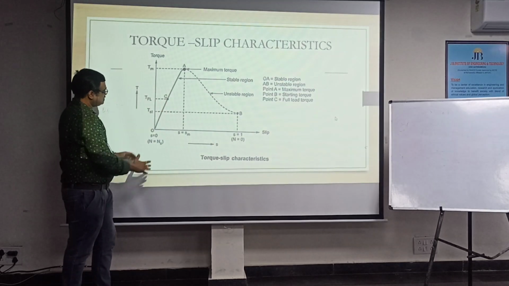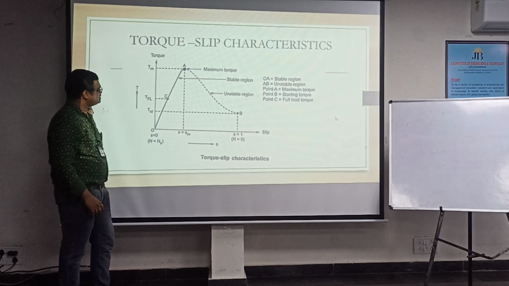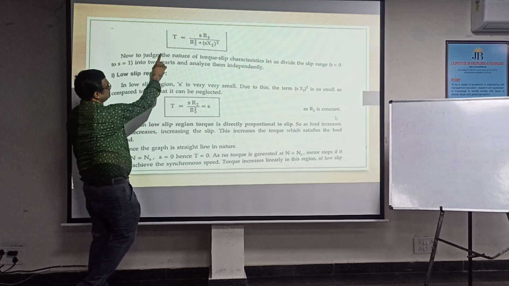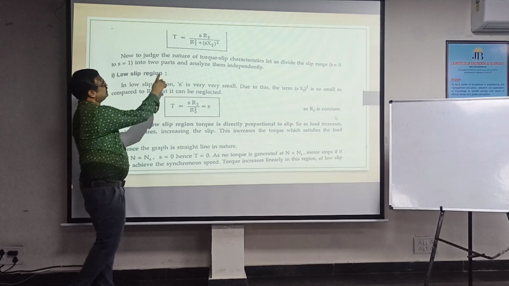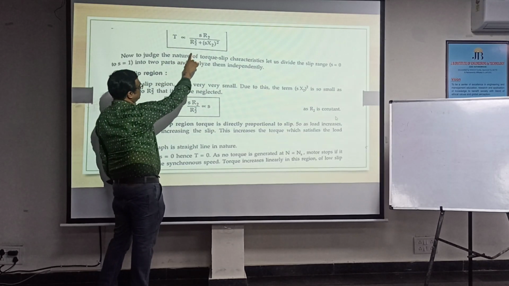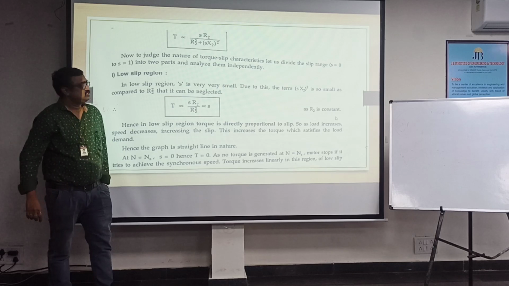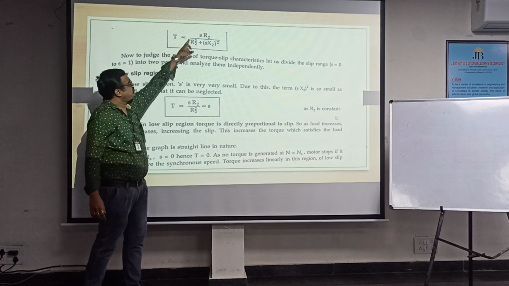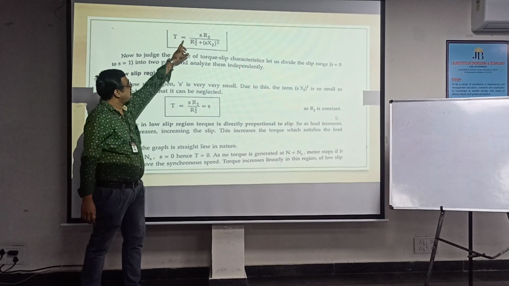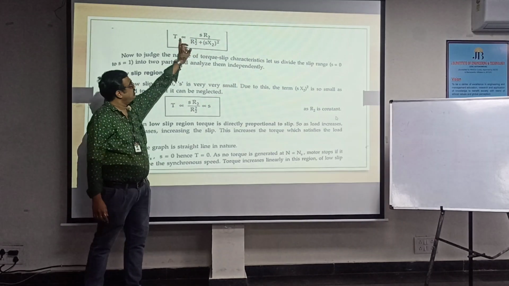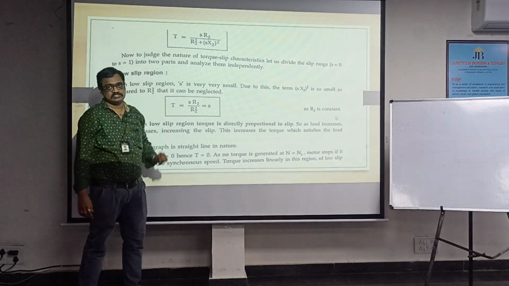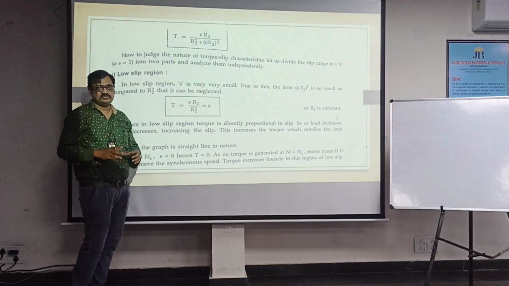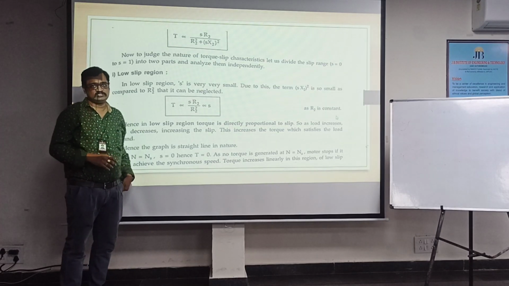Let us consider the stable region. This is the torque equation: torque is directly proportional to S into R2 by (R2 square plus (SX2) whole square). If you see this torque equation, the torque is directly proportional to slip, directly proportional to the R2 value, and also inversely proportional to slip. So in these characteristics, we have two regions, the stable region and the unstable region.